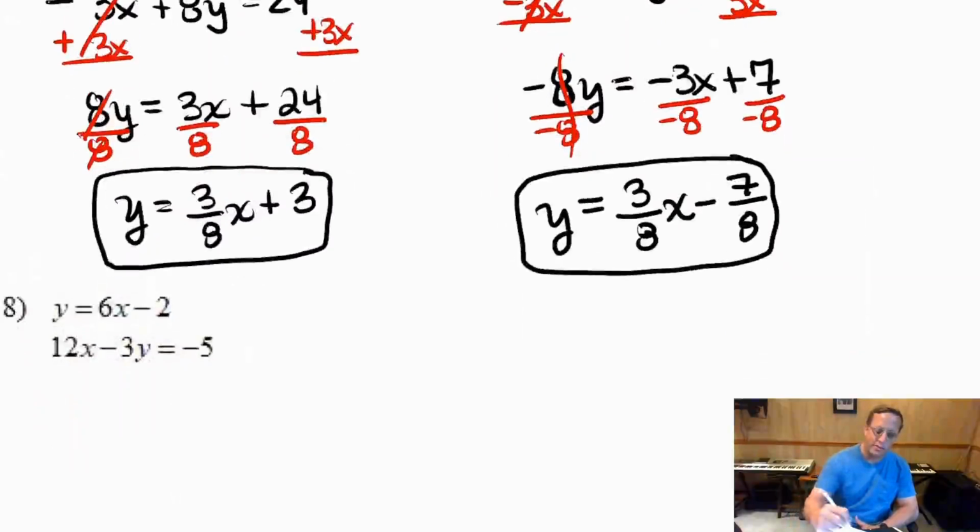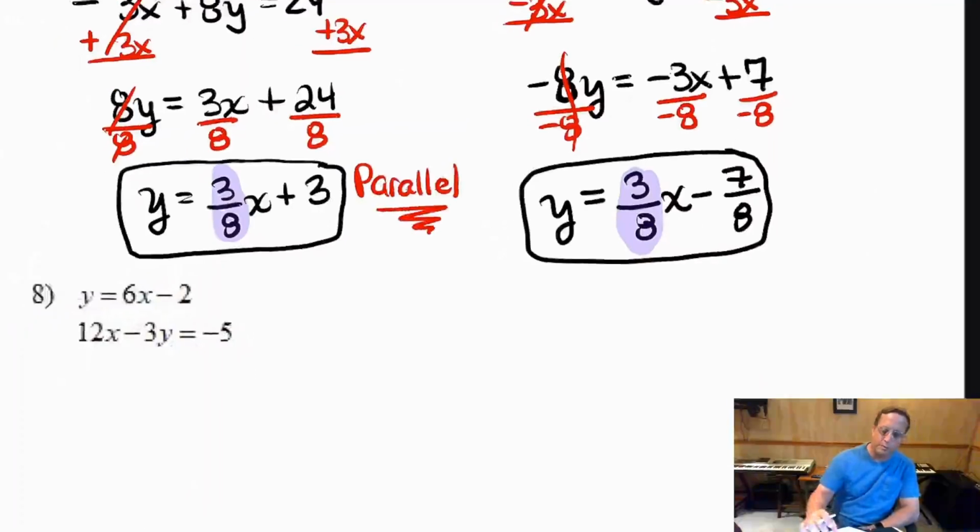And this has a slope of 3/8, and this has a slope of 3/8, and they have totally, completely different y-intercepts. So this means that they're parallel. They're parallel to each other.